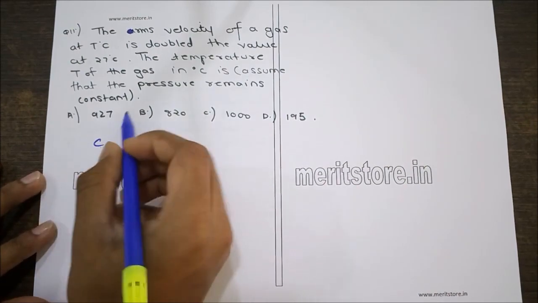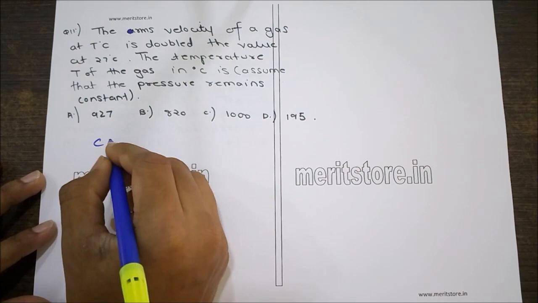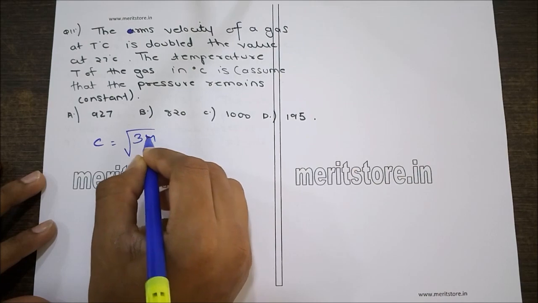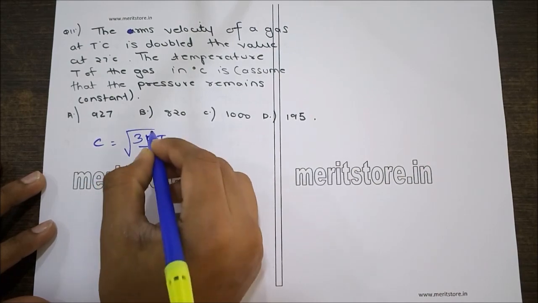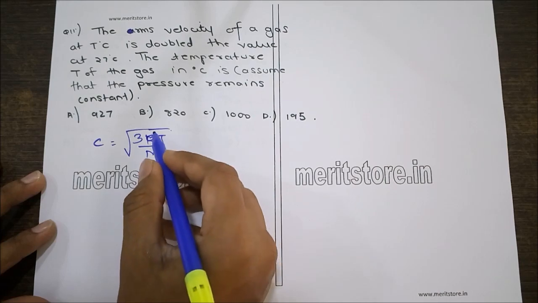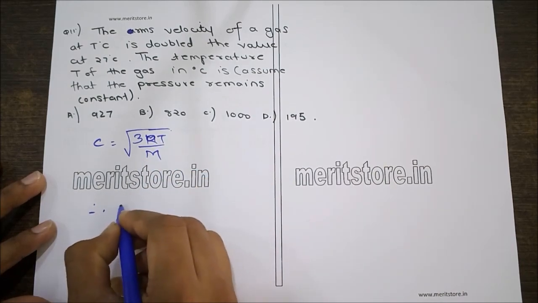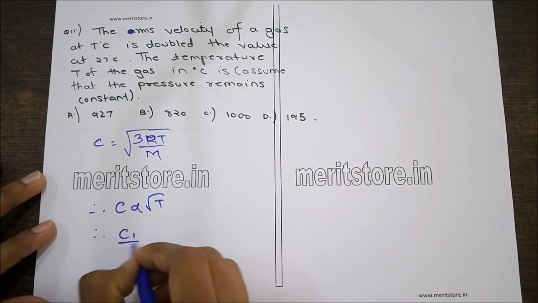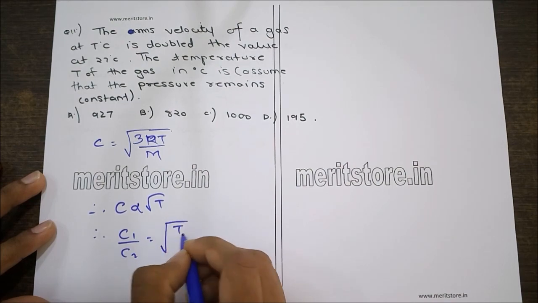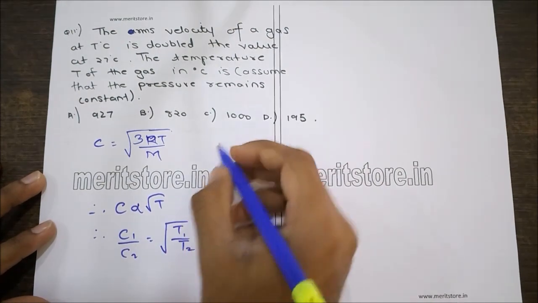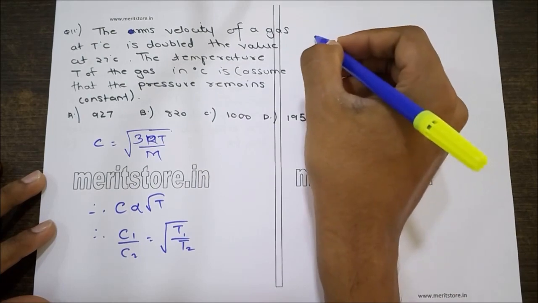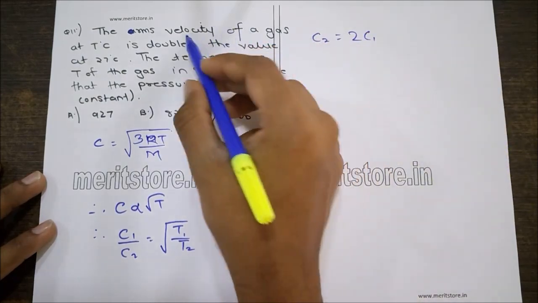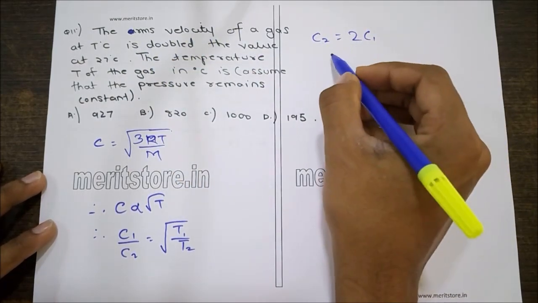Now the expression for RMS velocity C is equal to root of 3RT upon M. From this relation, R is constant and M is constant, therefore we can generalize that C is proportional to root T. Therefore we can write C1 upon C2 is equal to root of T1 upon T2. But what we know is that in the second case C2 is twice of C1, since the velocity is doubled.